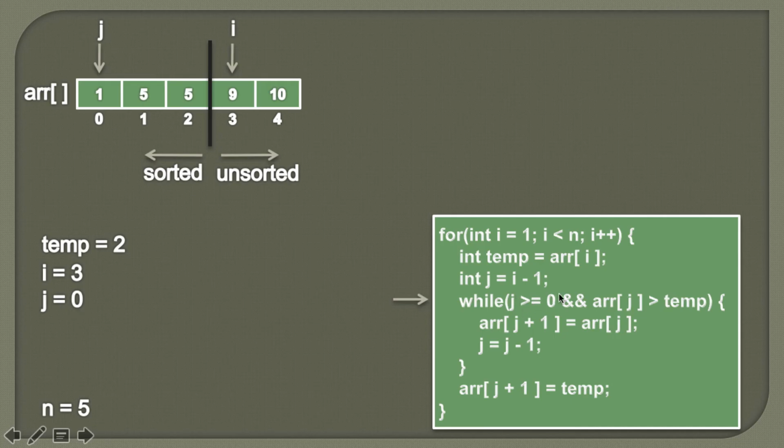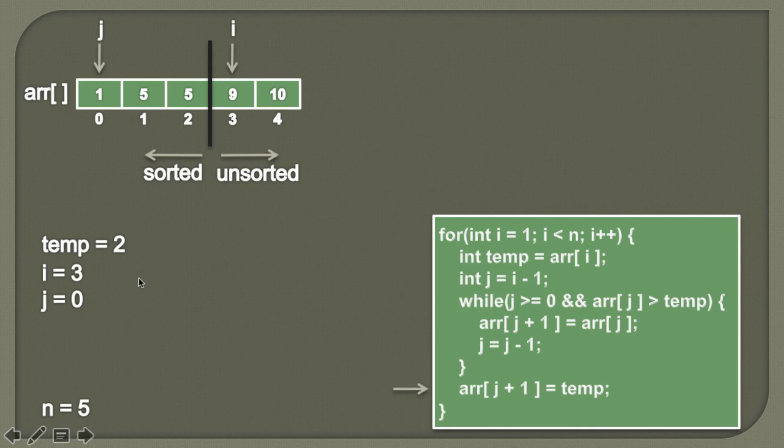Now, whereas j is greater than or equal to 0, this condition comes out to be true, but the value stored at jth index, which is 1, is not greater than 2. Therefore we know that this value 2 will be stored somewhere after 1. And as we have already shifted 5 to its correct position, this position is actually a space where we can store 2. So here this condition comes out to be false.